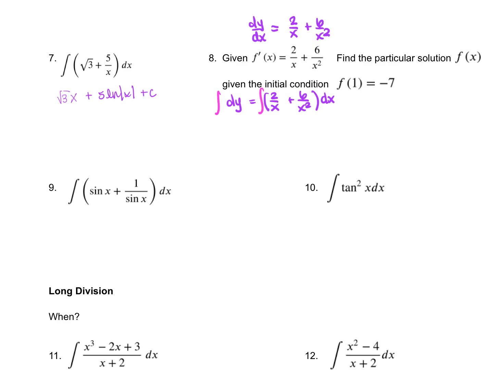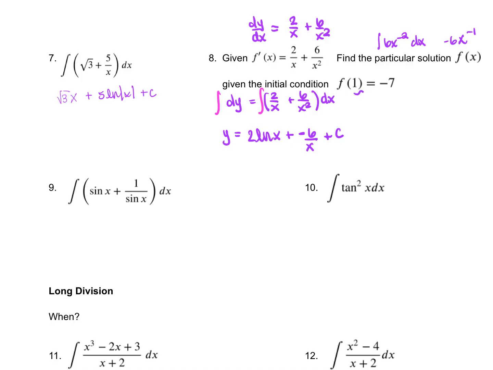The integral of dy is, of course, y. 2 over x would be the 2 natural log of x. And of course, it's got absolute value. We just normally don't write them. And then we're integrating 6 over x squared. So remember, you're really integrating 6x to the negative 2. So when you add 1, it's going to go to negative 1, divide by that new power. So out in front, you're really going to have negative 6 over x plus c.